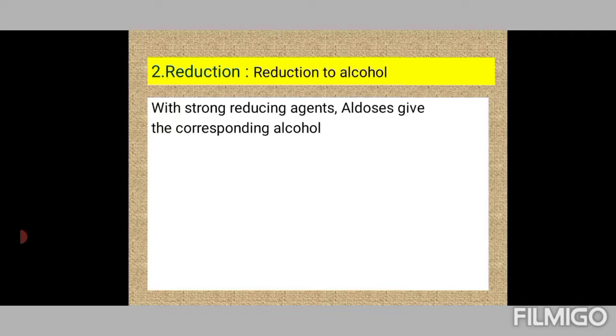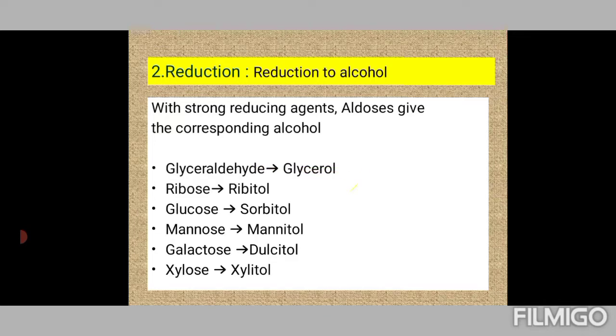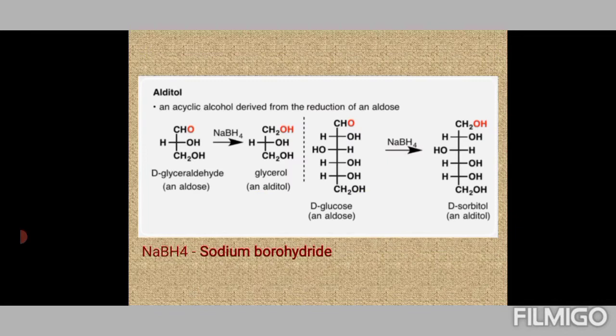Now we move on to reduction to alcohol. Reduction of monosaccharides to alcohol. With strong reducing agents, aldoses give the corresponding alcohols, like glycerol from glyceraldehyde, ribitol from ribose, sorbitol from glucose, and so on. This is an alditol. If an aldose is converted to an alcohol, it is generally called an alditol.